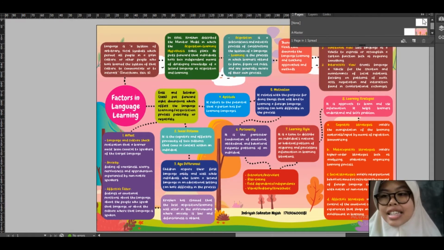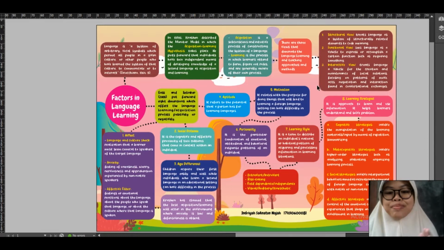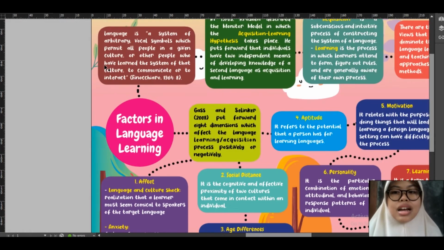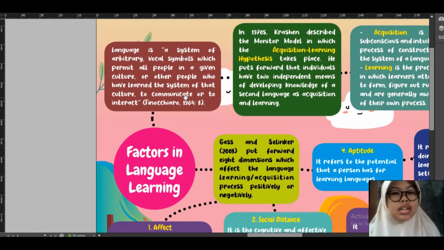So, this is my mind mapping that I have read before. Let's start to explain one by one. Let's begin with the definition of the language itself.